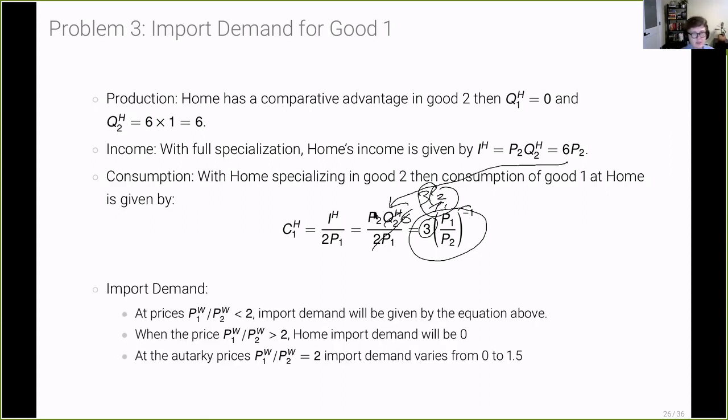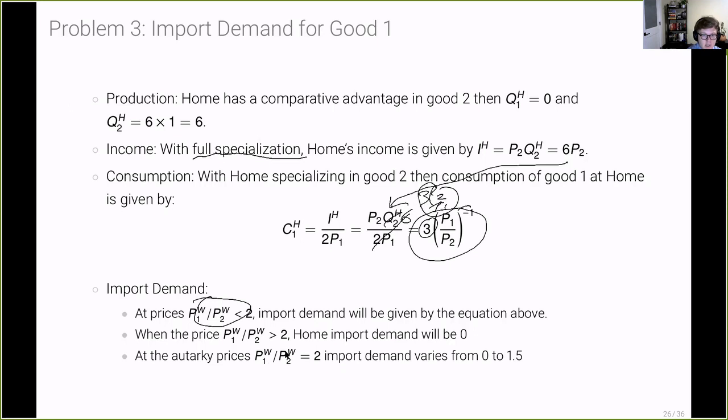And going back to what I said earlier, one of the big assumptions that we made here is that home is going to fully specialize. But home, as I was saying earlier, is only going to fully specialize when the relative world price of good 1 is less than 2. Because, for instance, if the world price was above it when home opened to trade, then home would actually have a comparative advantage in good 1. And so if it had a comparative advantage in good 1, it wouldn't need to import good 1 from abroad. It would just be producing and consuming its own supply of good 1.